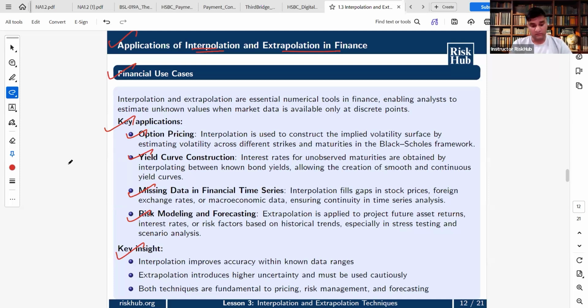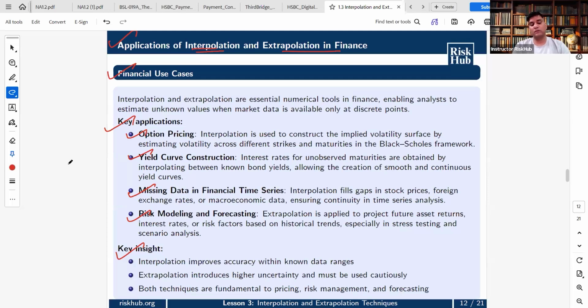The input needed is volatility for the exact strike and maturity. The problem is that market quotes are discrete. The solution is to interpolate the volatility surface. For example, let's say you need implied volatility for K equal to 103, T equal to 9 months. But market quotes are available for 6 months and 1 year only. So you interpolate across both strike and maturity.